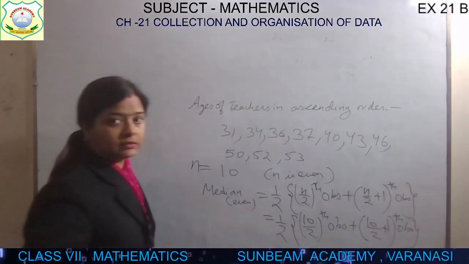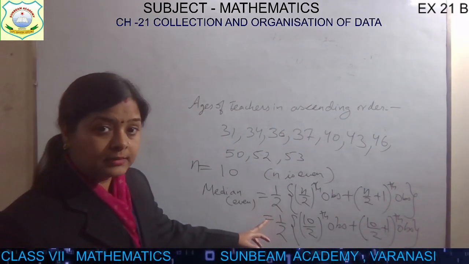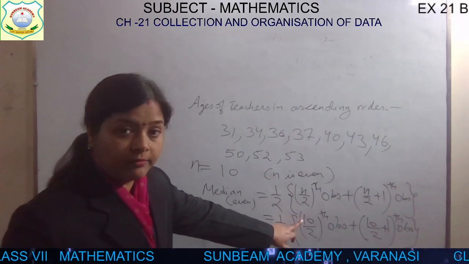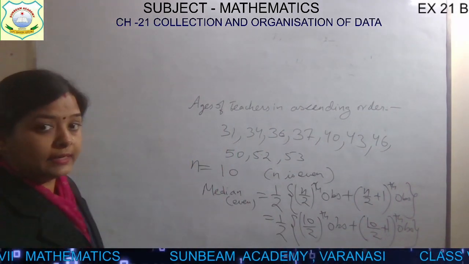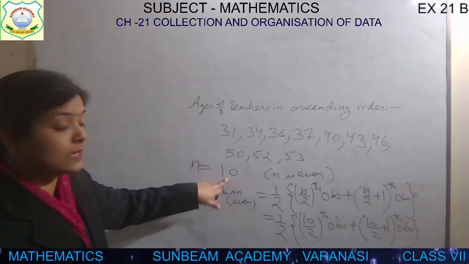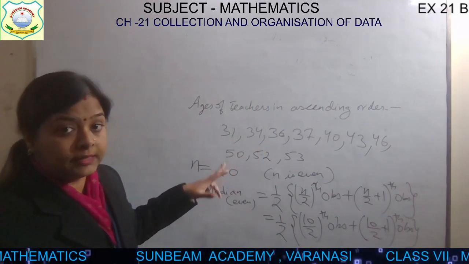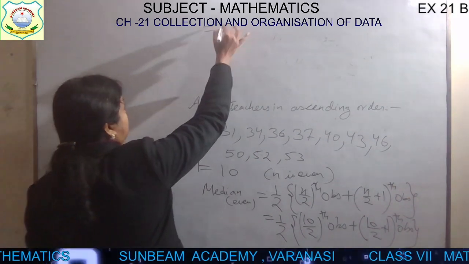Till here I think there is no problem, isn't it? And in place of n we will write 10, and the rest of the things we will write as it is. What is n? n is 10. 10 observations are there, total 10. Now I'm going to solve here.